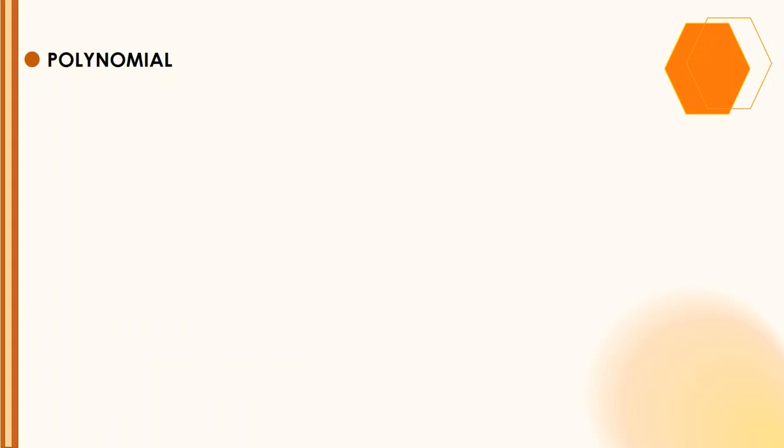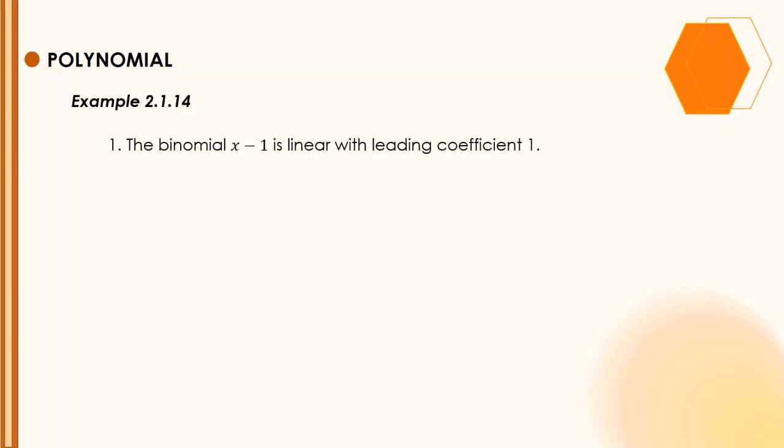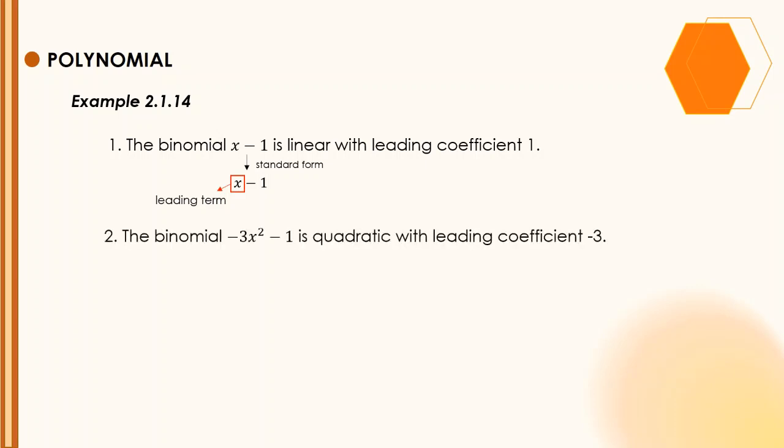More examples of polynomials. Number 1. The binomial x minus 1 is linear with leading coefficient 1. So itong x minus 1 is binomial because it has two terms. Yung first term is x and the second term is negative 1. Linear siya dahil ang degree ng binomial na ito is of degree 1. So, naka-standard form naman ito. So, meaning, ito yung leading term niya, at 1 yung leading coefficient.